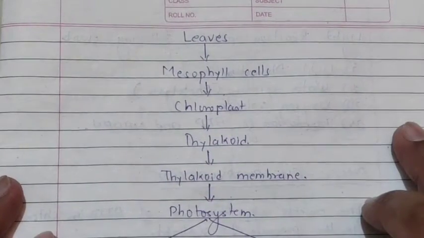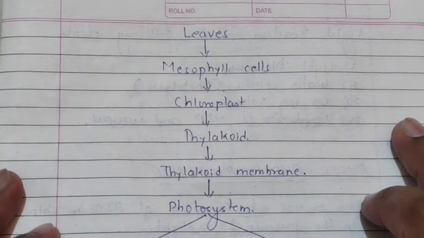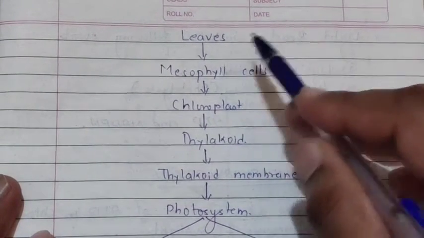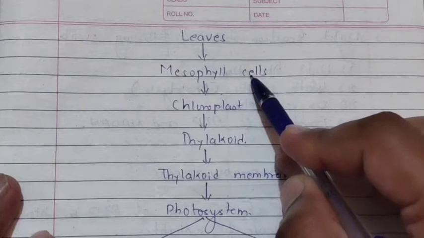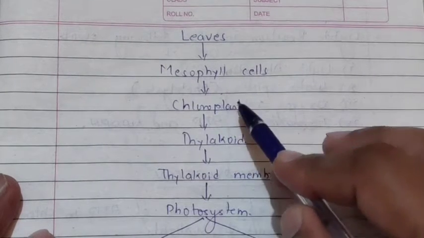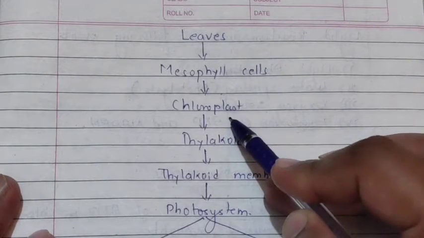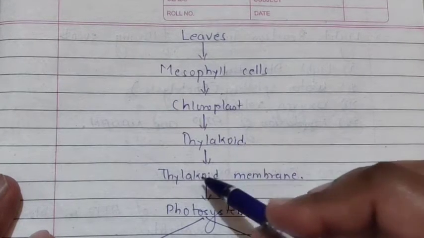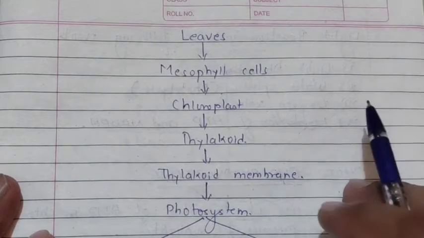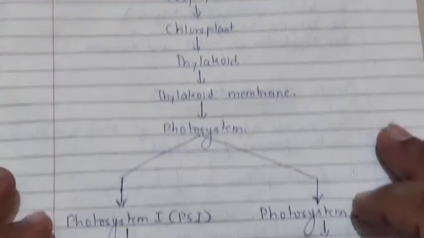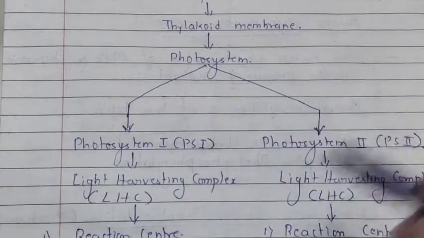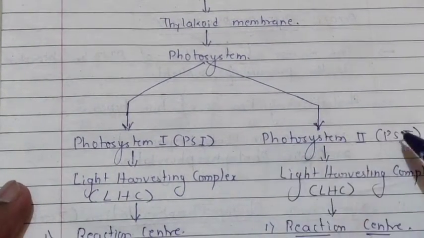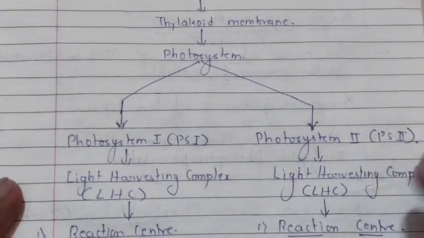Here is a flow chart that will make you understand all these systems, right? So here leaf, inside the leaf, mesophyll cells or mesophyll tissue. In the mesophyll cells, chloroplast, a cell organelle, which in turn consists of thylakoids. Thylakoids have their own membrane, the thylakoid membrane. Inside the thylakoid membrane, we see photosystems. Two types of photosystem we have seen, PS1 and PS2, photosystem 1 and photosystem 2.